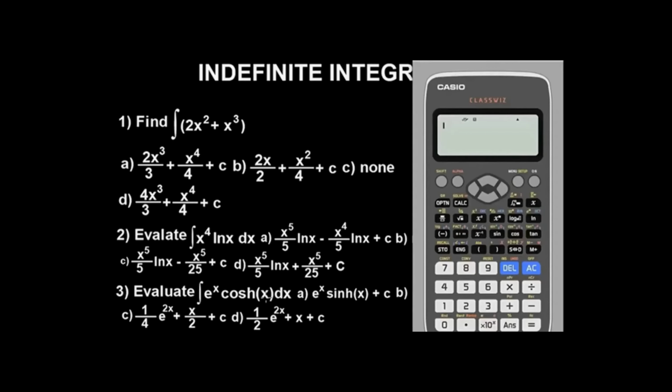Alright guys, having known that, let's quickly solve example 2. We are asked to evaluate the integral of x raised to the power 4 ln x. Very simple. Now you don't have to clear the calculator because we are still working with the 2 we stored. It's only when we are going to store a new number that we have to clear. Since we're not storing a new number, we still work with the 2 we stored.